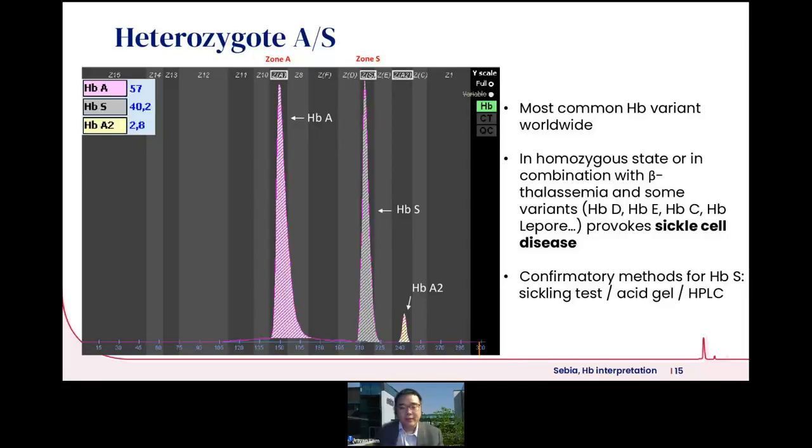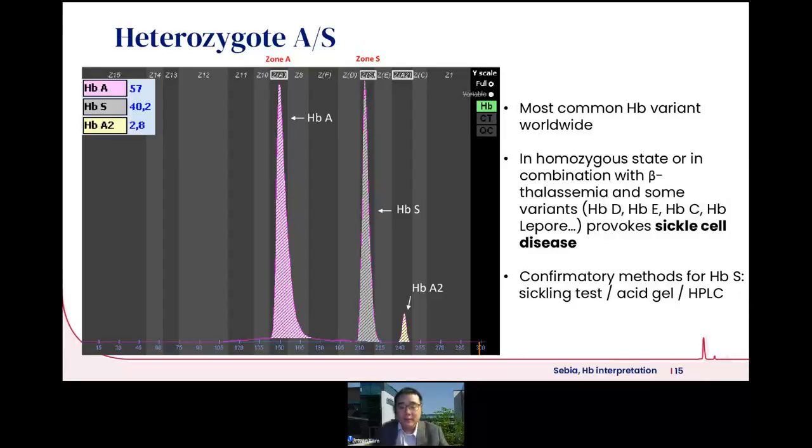So let's look at examples of the common variants. This is the heterozygous sickle cell trait. You see in the capillary electrophoretic profile, it's very defined within zone S. Once again, the percentage of the hemoglobin S is slightly less than that of the hemoglobin A. It's also the most common hemoglobin variant worldwide.